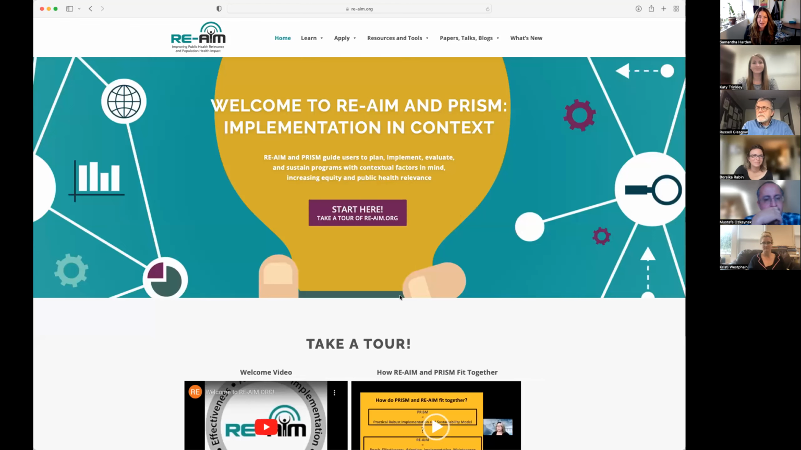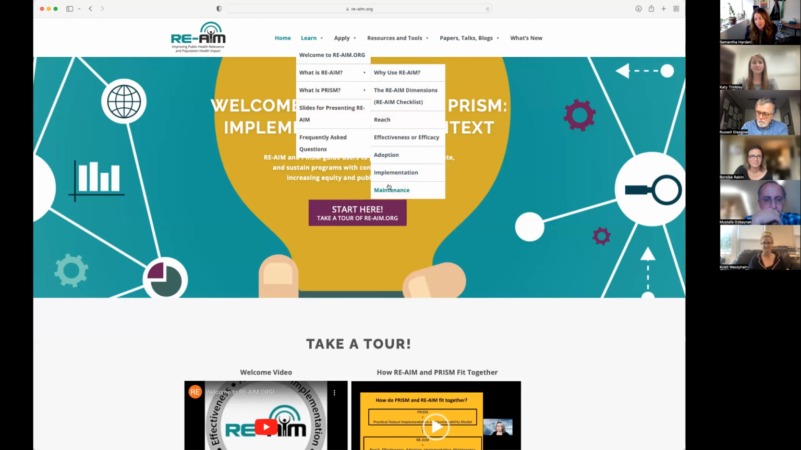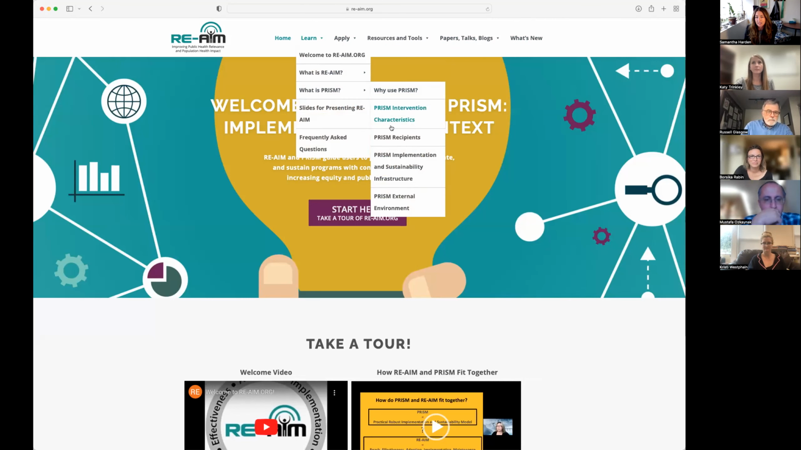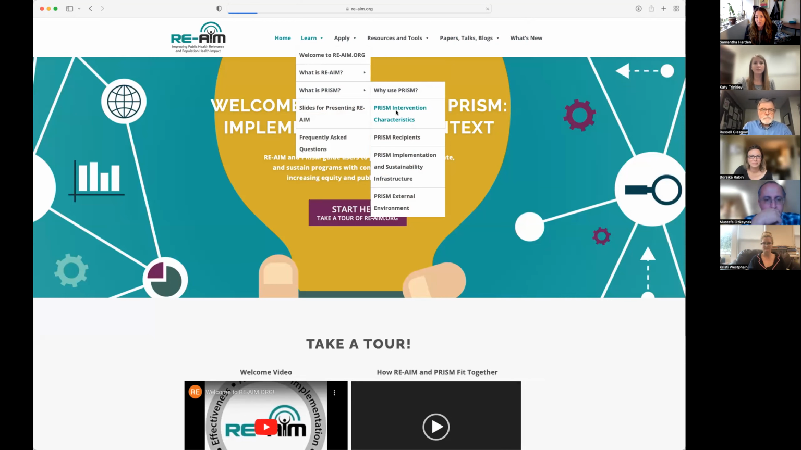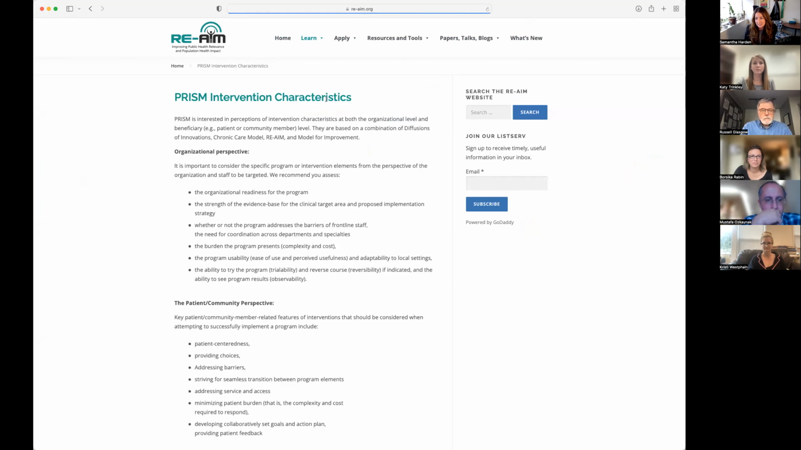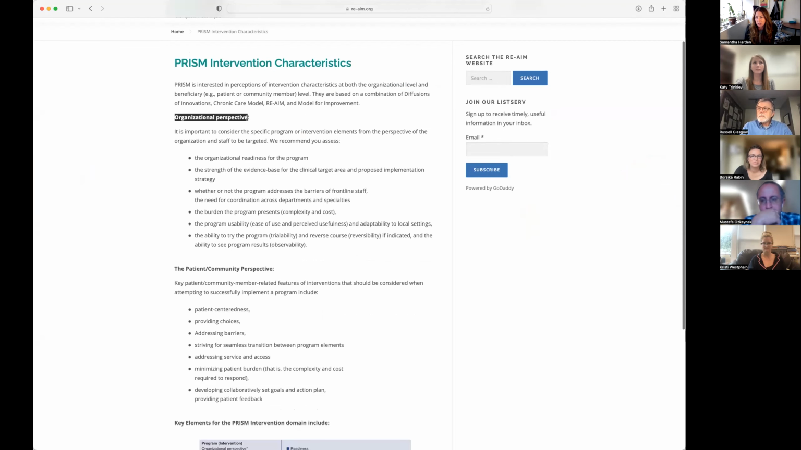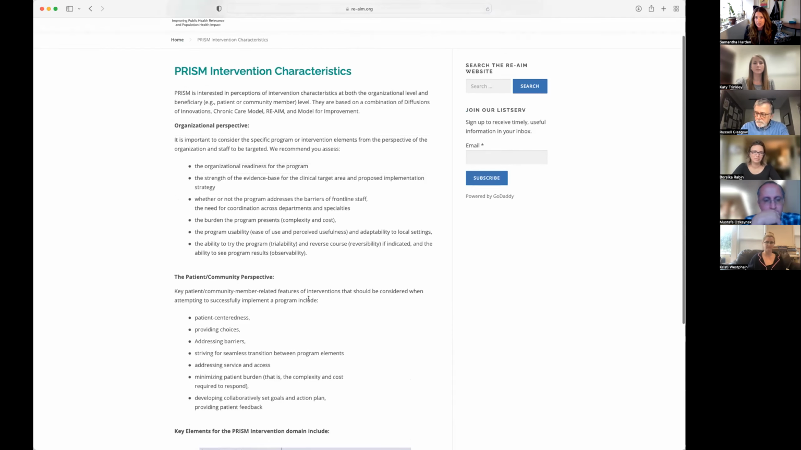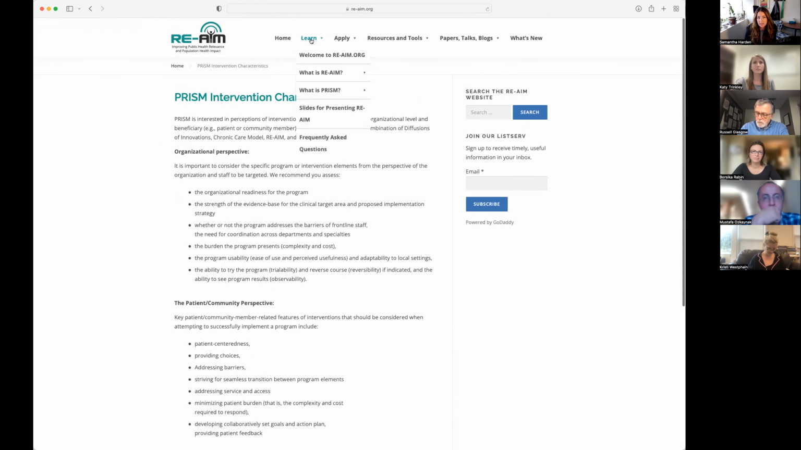on the website. And so taking us to the website, it is re-aim.org, but what I want to highlight today is that you might be more familiar with what is REAIM and then the drop-down list by dimension, but we now have what is PRISM and then drop-downs based on all 6 domains. So you can hover and then click to any of those, and then they will provide guidance in terms of what is intervention characteristics? How is that operationalized from the organizational perspective and the patient and community perspective? And then, of course, some additional information at the bottom of each page. So that exists for all 6 domains under our Learn.